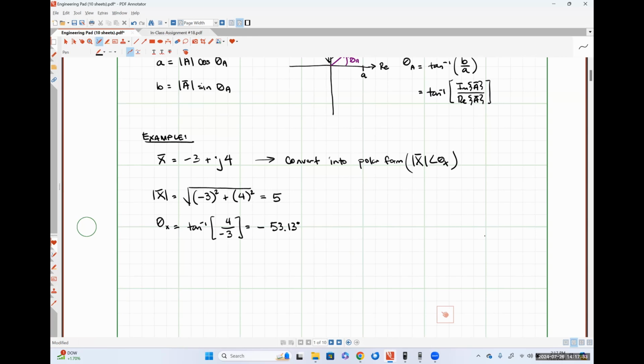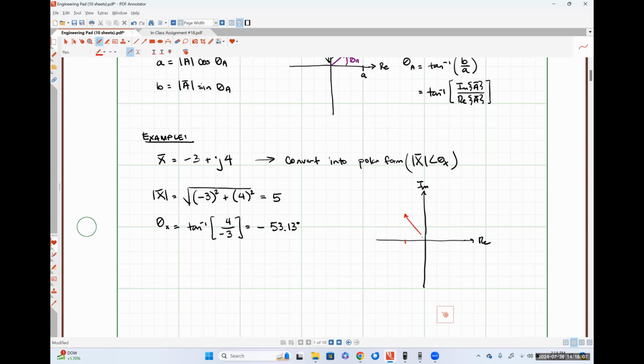The reference of the angle. Right. So if I were to plot complex number x on a complex plane, which is exactly what I'm going to do here. So here's my real axis. Here's my imaginary axis. So I'm going to go -3 units in the real direction, and then +4 units in the up direction.